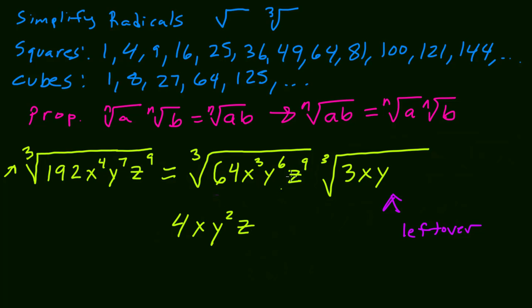And then z, we have to the 9th. 9 divided by 3 is 3. And we are left over with a cube root. Make sure you put a little 3 there to say it's a cube root of 3xy. And that's how we simplify radicals with square roots and cube roots.